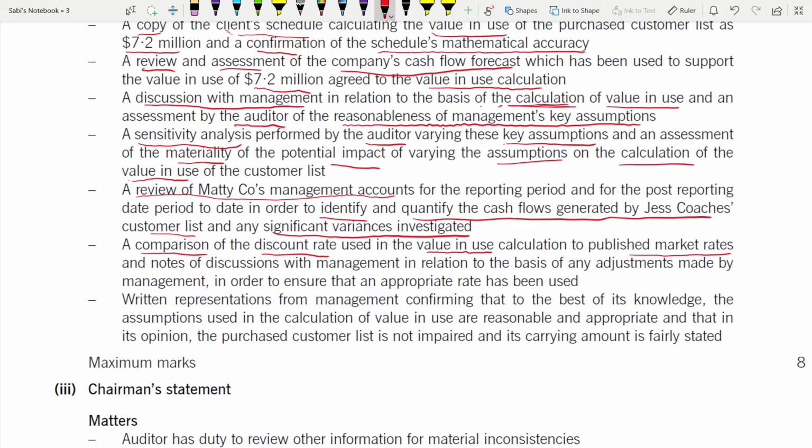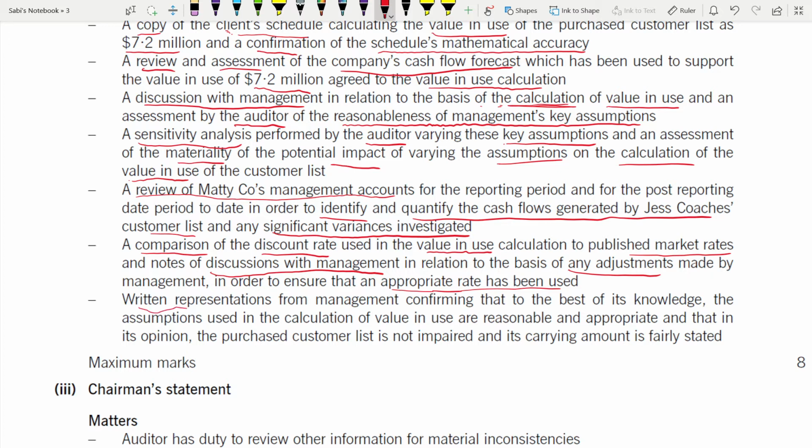And also the notes of discussions with the management in relation to what? On the basis of any adjustments made by the management in order to ensure that an appropriate rate has been used. If they have made any adjustments to the rate that they have used, what were the discussions with the management? The notes of discussions with the management need to be obtained by the auditor.